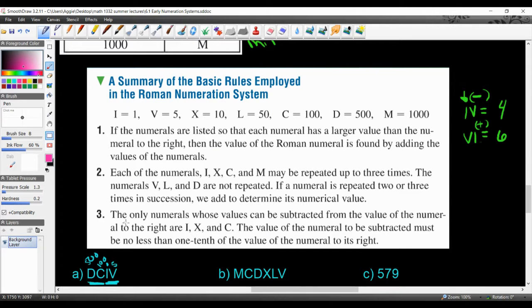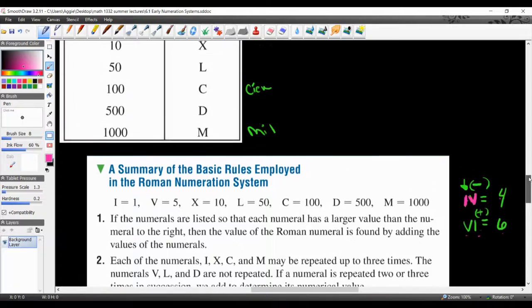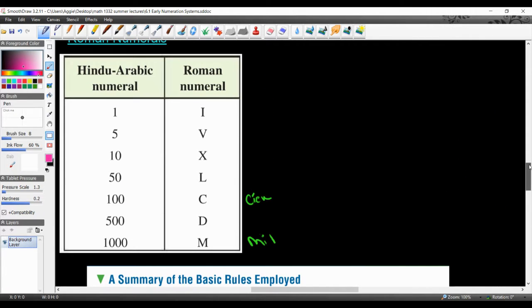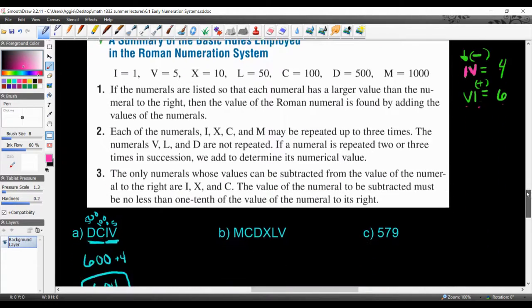And then finally, number 3, the only ones that you can subtract are going to be the I, the X, and the C. Remember that if the smaller numeral is on the left side of the bigger one, you subtract. So this would be like saying 5 minus 1 is 4, whereas if it's the other way, you do 5 plus 1 is 6. Okay, and just also a reminder, here are the Roman numerals. In case you did not write them down, go ahead and do that real quickly.